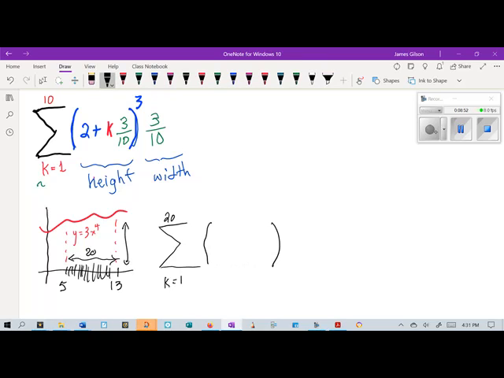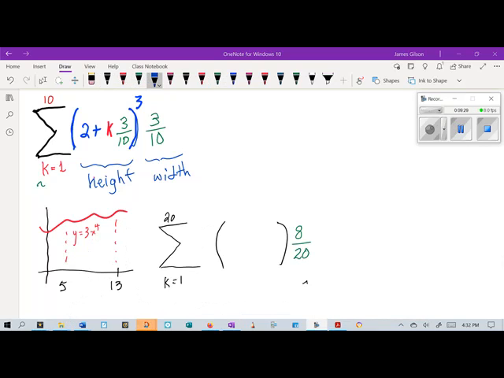Now, again, sometimes it's easier to figure out the width way back here on the back of the problem before you figure out the height. So again, what's the width? Well, that's going to be 8 units from 5 to 13, and we're dividing it into 20 individual parts. So that means the width of each one of those individual rectangles is going to be 8 divided by 20. It's the length of that interval divided by how many rectangles are going to be in there.